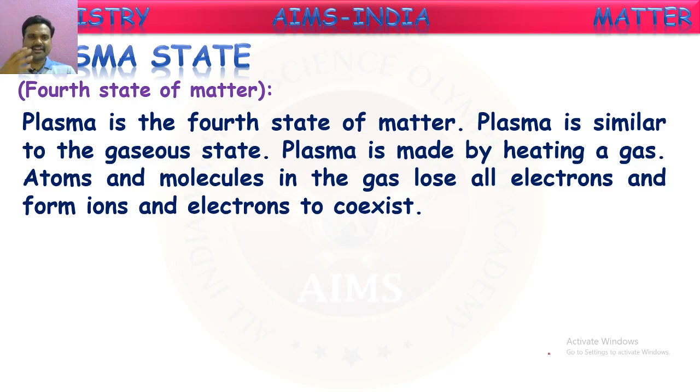If we heat continuously to very high temperatures, the atoms and molecules present in that gas will be ionized. That means those atoms and molecules lose electrons and form ions, and the electrons exist in the same place. That coexistence of ions and electrons is called plasma. So when gases are heated very strongly, their atoms and molecules lose electrons and form ions, and the coexistence of these ions and electrons together is called the plasma state. This is obtained from gases at very high temperatures.